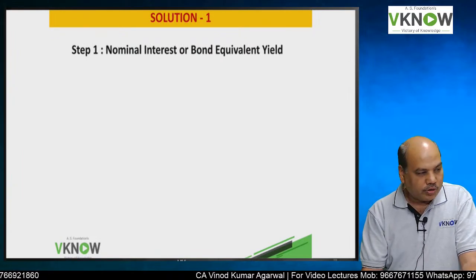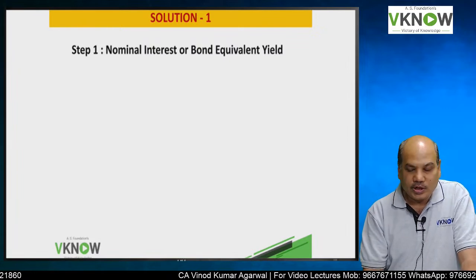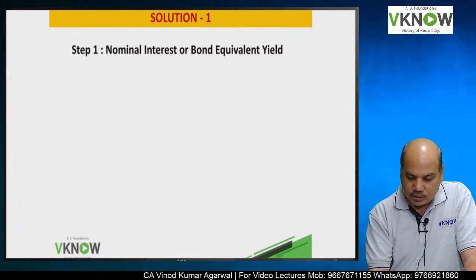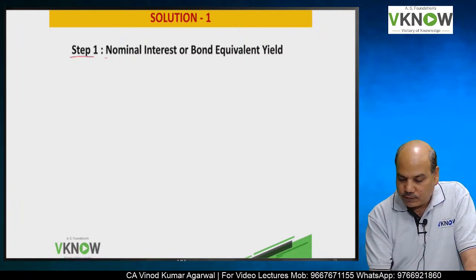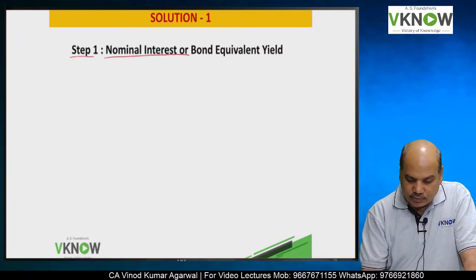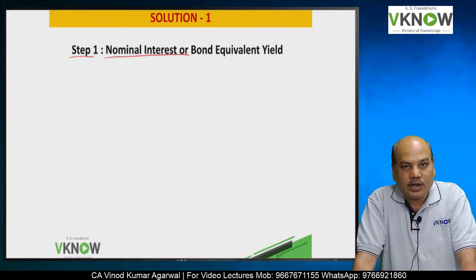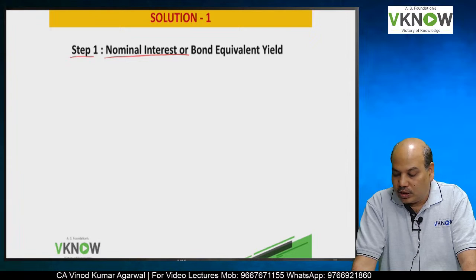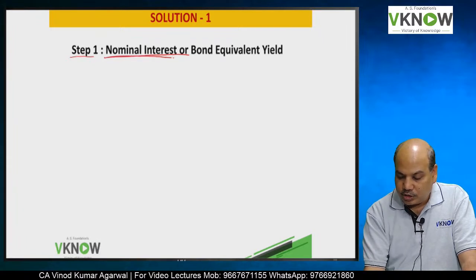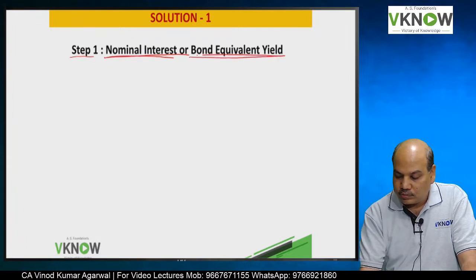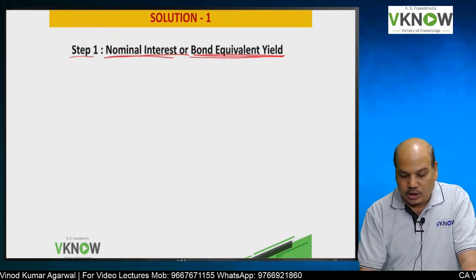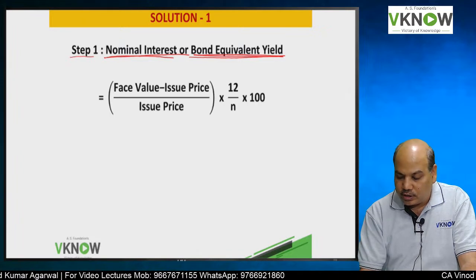This is an RTP question. Marks are not mentioned here, but usually they ask such a question for 5 marks. Write down: important question for the next exam, question number 1. Those who are writing the answer will write Step 1: nominal interest, also called bond equivalent yield.